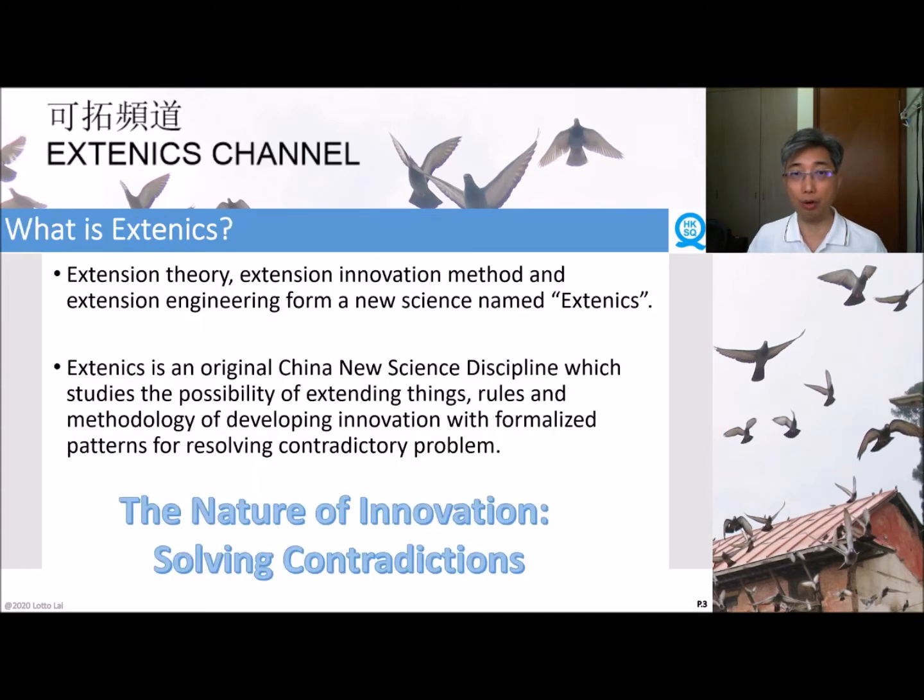Every time I will repeat once again what Extenics is. Extension theory, extension innovation method, and extension engineering form a new science named Extenics. It is an original Chinese new science discipline which studies the possibility of extending things, and the rules and methodology of developing innovation with formalized patterns for resolving contradictory problems. We always talk about how the nature of innovation starts from solving contradictions.